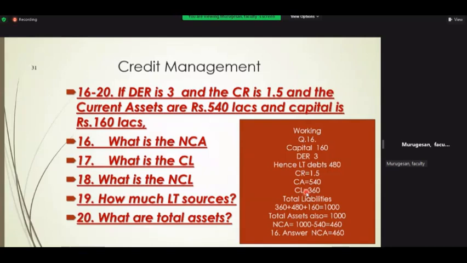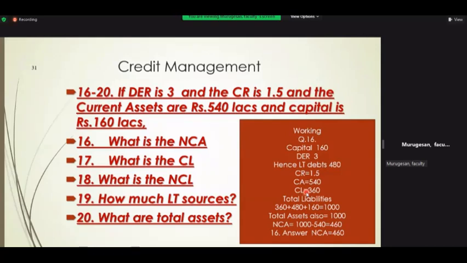Who is a good man? A good man is one who is not bad. Then who is a bad man? A bad man is one who is not good. Similar way, what is the current liability? If it is defined, what is the non-current liability? Liabilities other than current liabilities are non-current liabilities. Then what is the current asset? What is the non-current asset? All assets other than current assets are non-current assets.